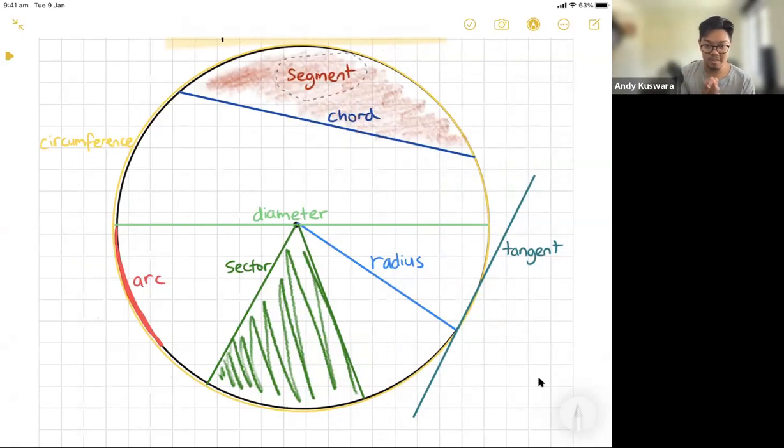Same thing with the sector. The sector is a kind of pizza cut of the line. So hopefully that makes a bit of sense. And hopefully that allows you to see what is what in a circle.